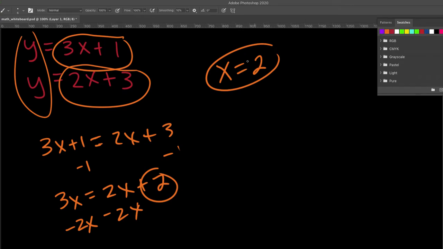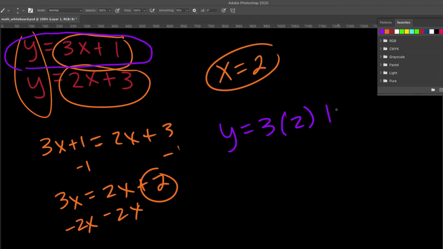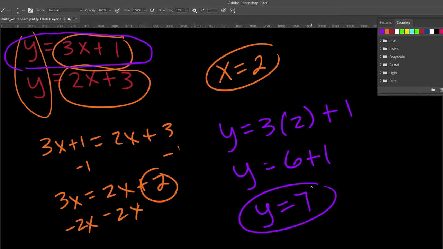Now, I'm going to take that x equals 2 and plug it into one of the original equations. It doesn't matter which one. I'm just going to choose the top. So y equals 3 times x, which was 2, plus 1. Once again, I just plug this 2 in for this x. Multiply those together, I get 6. Then when I simplify that, I get 7. Okay, I have my x and my y value.